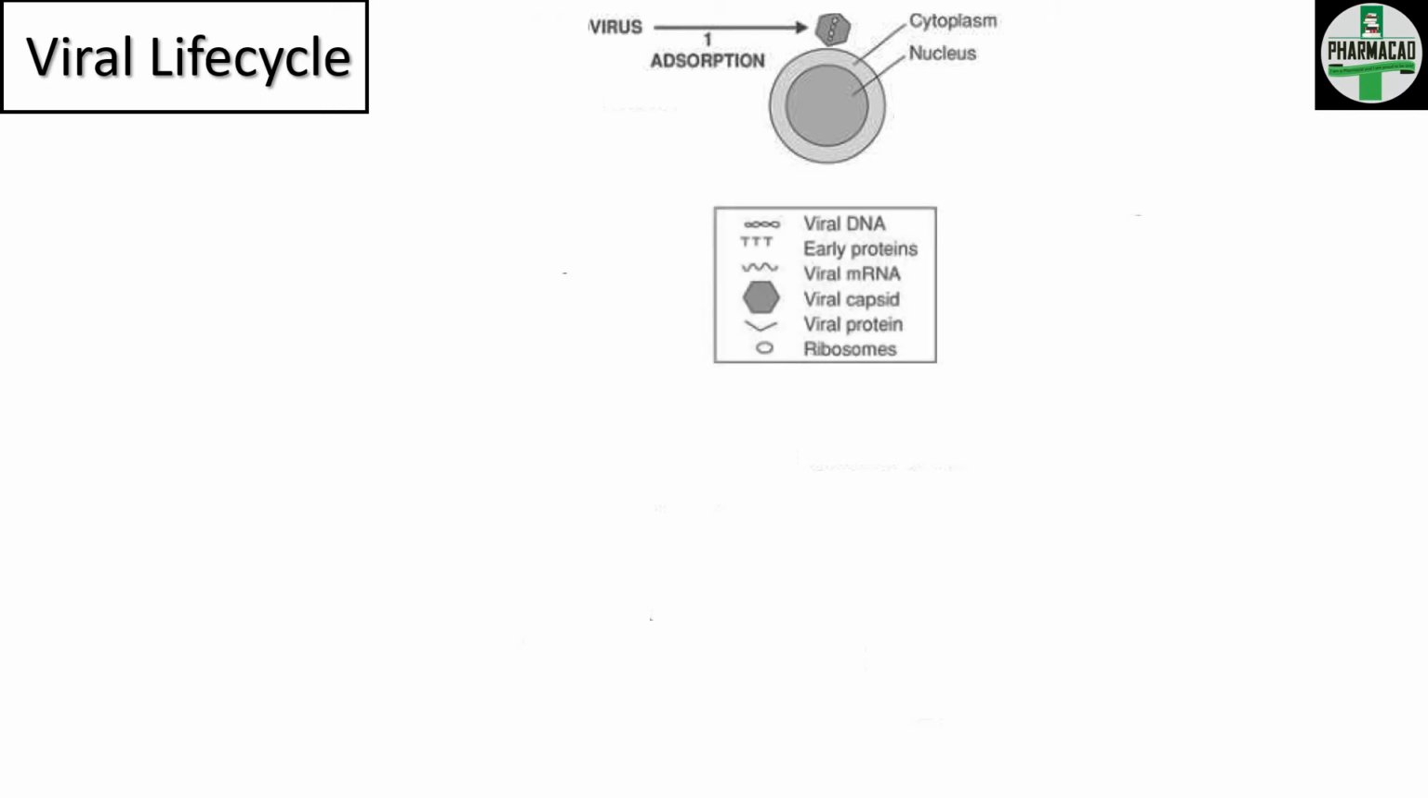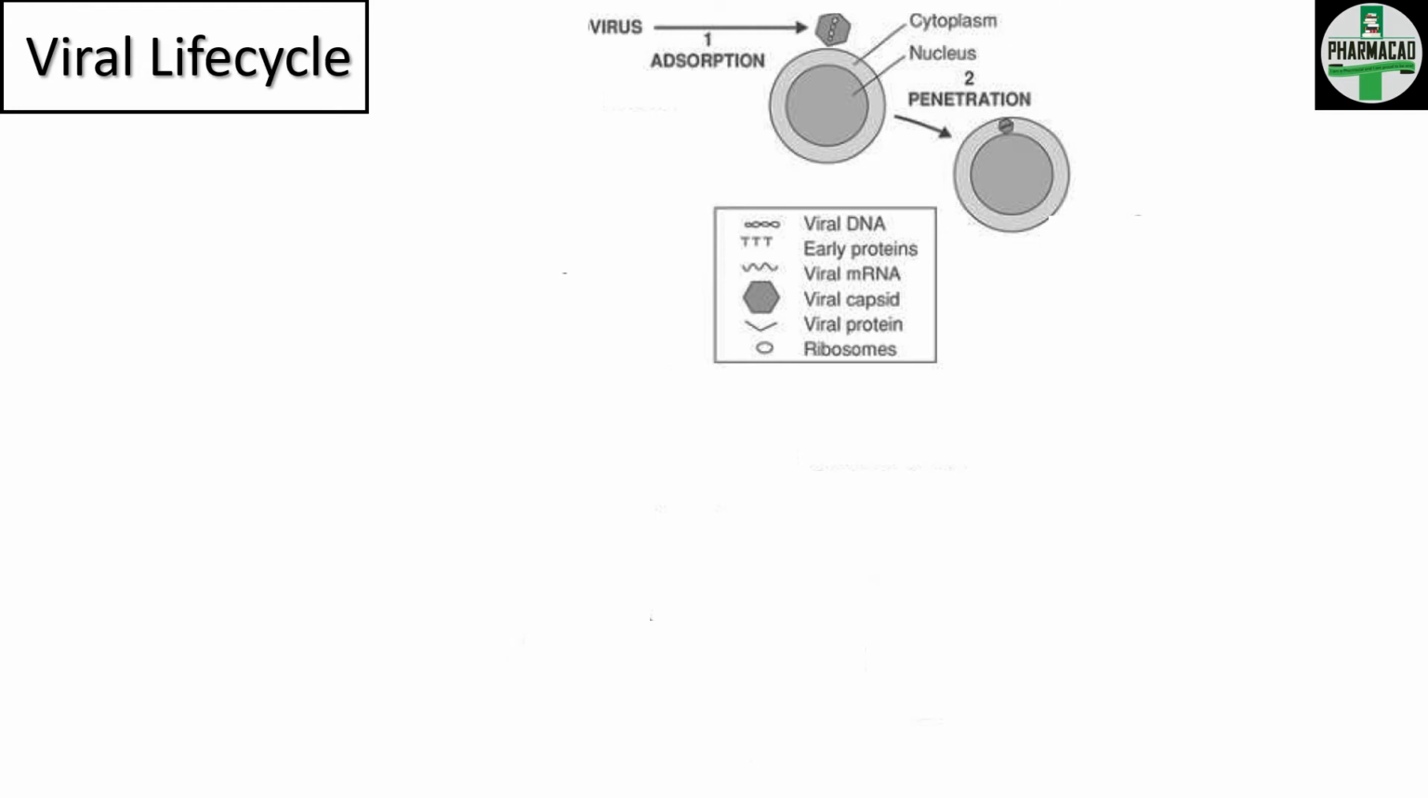The next phase in this life cycle is penetration, which means the viruses are getting entry into the host cell. This entry can be in three ways, or there are three mechanisms. First, receptor-mediated endocytosis. Second, fusion of the viral envelope with the cell membrane of the host cell. And third, direct penetration of the cell membrane of the host cell.